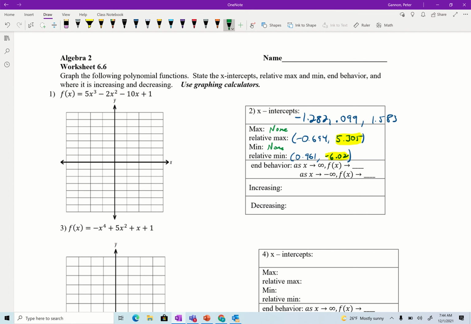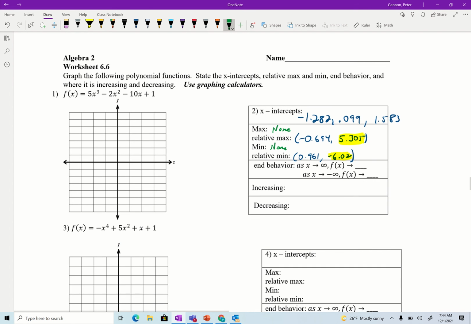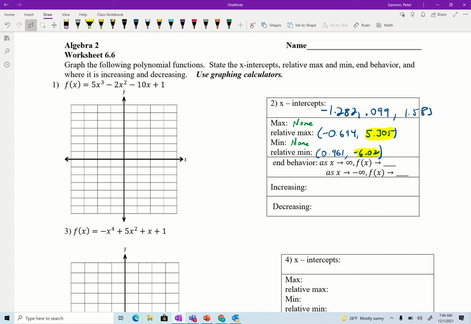All right, if we were going to try to sketch this graph, just so we have something to look at to answer the rest of these questions, I'm going to do my best to just approximate where these points are. So we had x-intercepts at negative 1.282. That's going to be somewhere in this area. We have another one at 0.099. That's going to be somewhere around here. And then 1.583, a little bit more than halfway there.